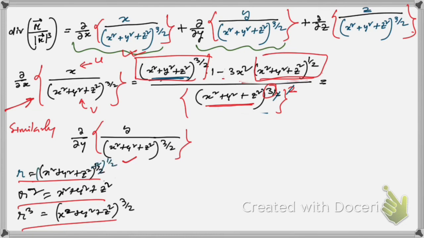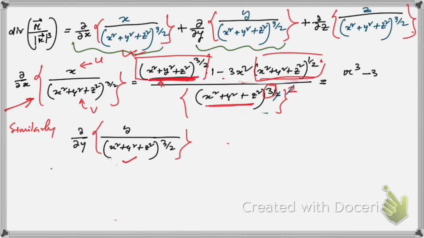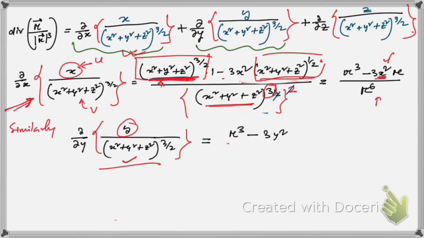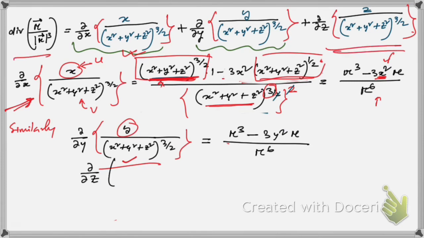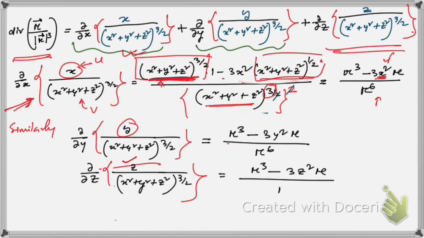Then what we have got as the answer here, the partial derivative of the x component, is r cube minus 3x square into r, by r to the power 6. Similarly, if you replace this x square by y square, then you will get the partial derivative of the y component. And the partial derivative of the z component will be this one.